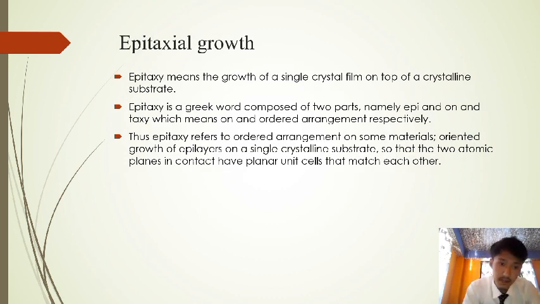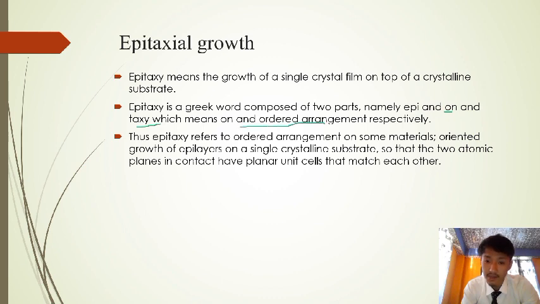We understood. Now let us understand epitaxial growth. Epitaxy means the growth of a single crystal film on top of a crystalline substrate. Epitaxy is a Greek word, composed of two parts, namely epi, which means on, and taxis, which means an ordered arrangement. So it is an ordered arrangement of crystals. That is what is meant by epitaxy. Thus epitaxy refers to the oriented growth of epilayers on a single crystalline substrate so that the two atomic planes in contact have planar unit cells that match each other. Okay, this is it for epitaxial growth.